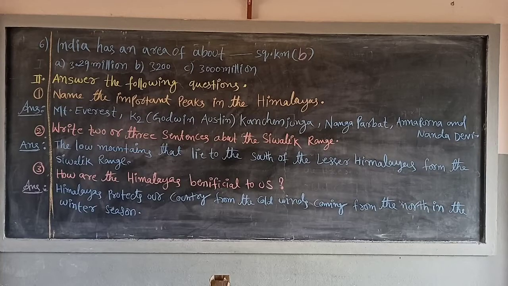Next, second question, write 2 or 3 sentences about the Shivalik range. Answer is the low mountains that lie to the south of the lesser Himalayas form the Shivalik range. Next, third question, how are the Himalayas beneficial to us? It means how Himalayas are helpful to us. Answer. Himalayas protects our country from the cold winds which are coming from the north in the winter season.